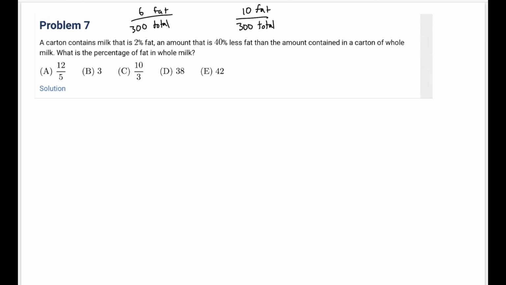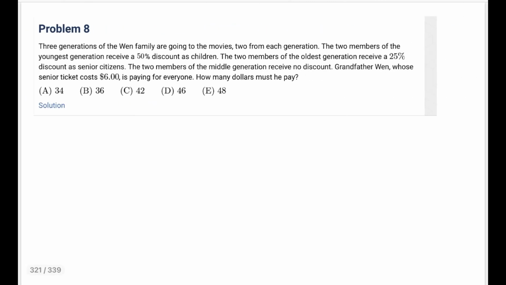So the percentage of fat in whole milk is 10 over 300, and then it's a percentage, right? So you have to multiply by 100. These cancel, so this is 10 over 3. The answer is C. Problem number 8.